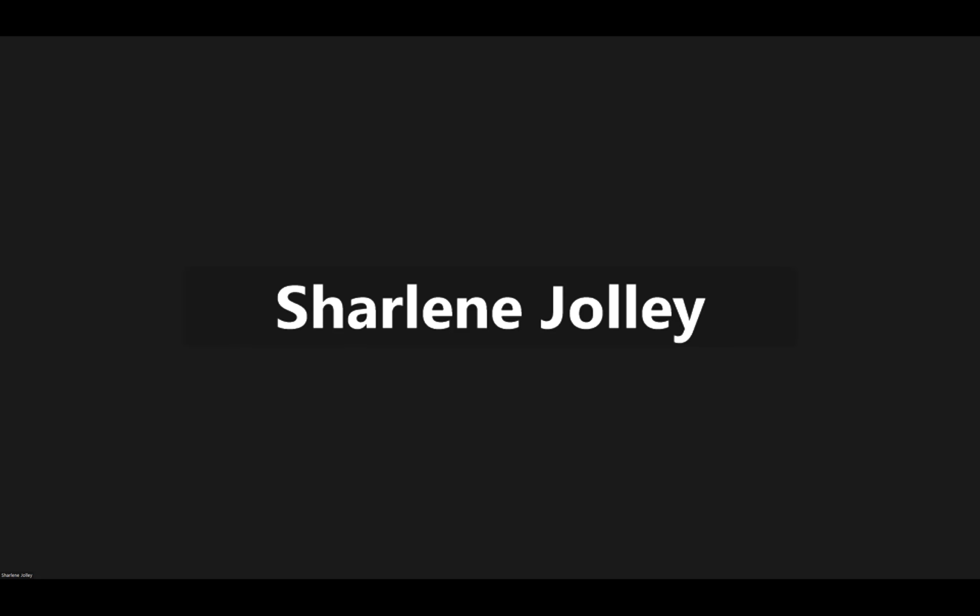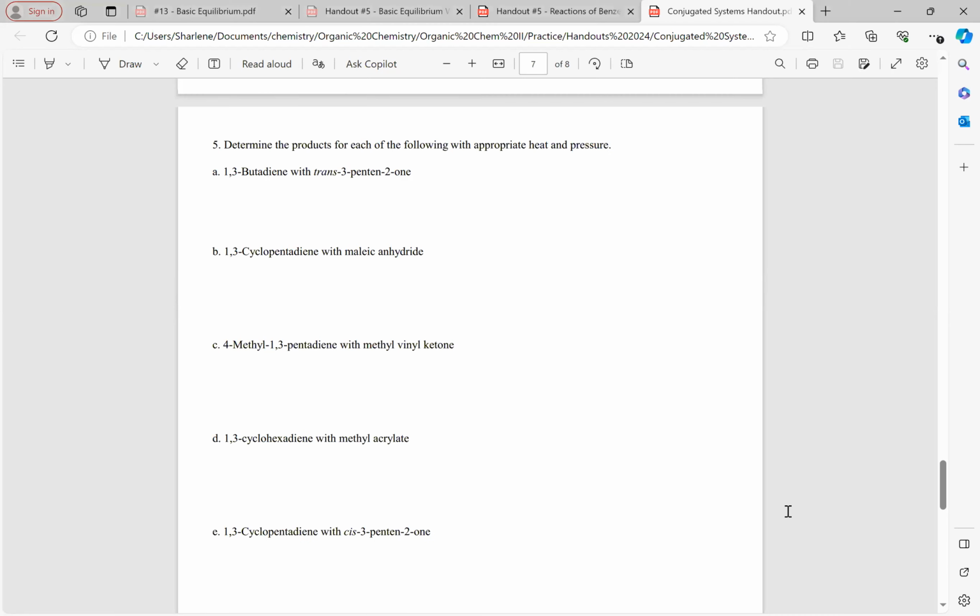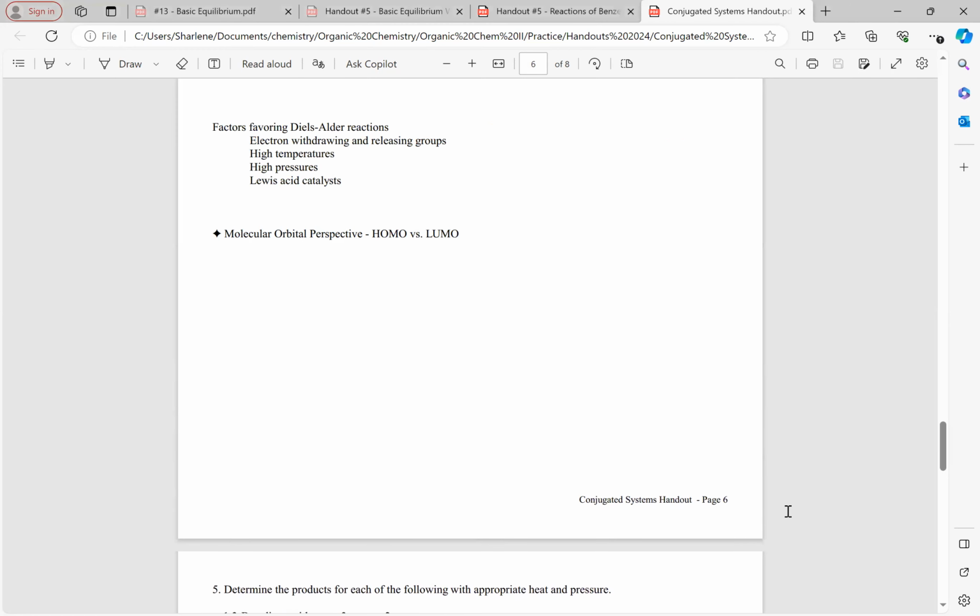Hello. Let's finish up this conjugated chapter. So we need to talk about how it affects light. And before I can do that, we're going to finish up this section called the molecular orbital perspective. All right, I'm going to look to the whiteboard, but I'm going to give you some definitions here.